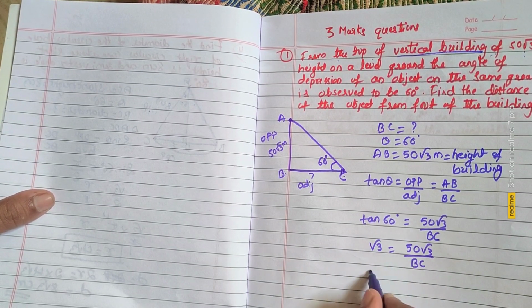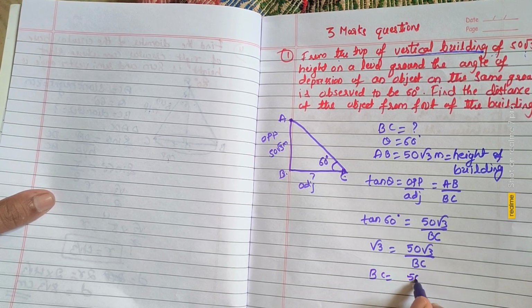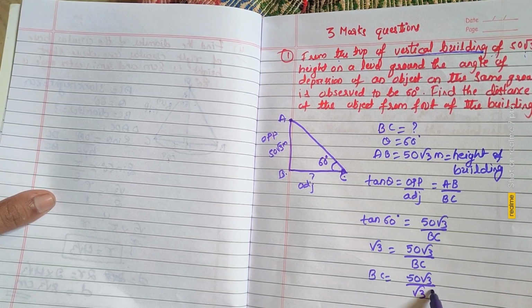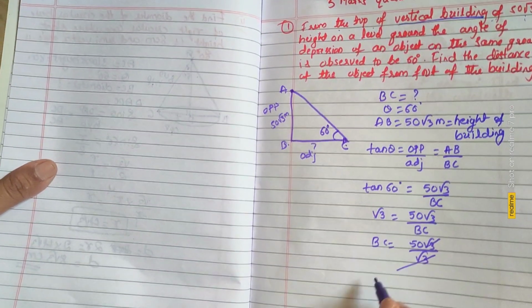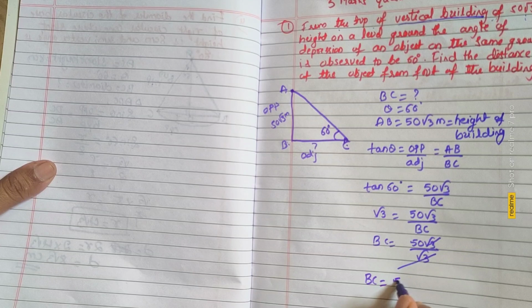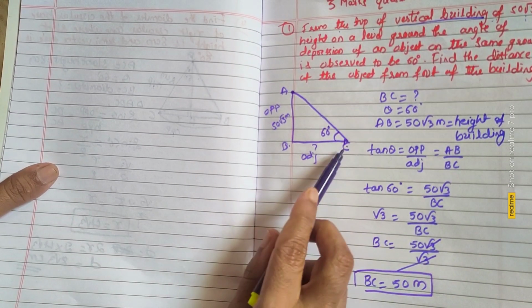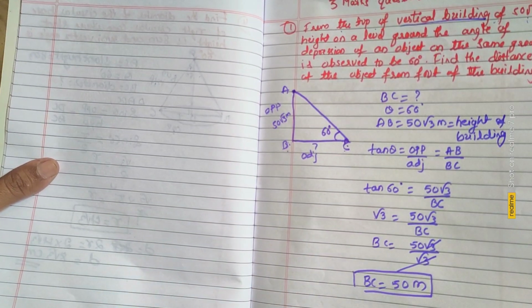I will send BC here. Then it becomes 50 root 3 divided by root 3. Root 3 gets cancelled. Here we have BC equals 50 meters. This is the distance of the object from the foot of the building.